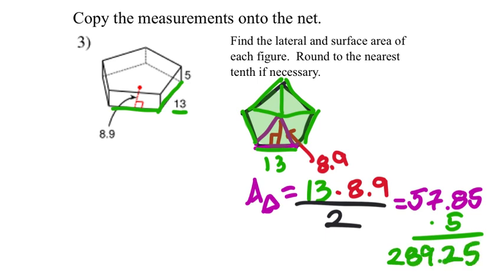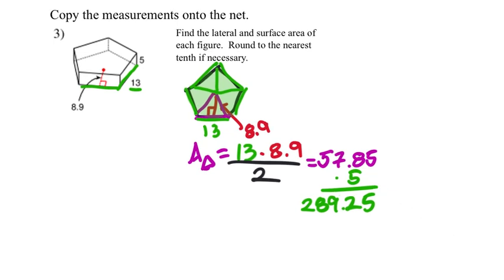289.25, that's the area of one of the pentagons. Now we acknowledge that there is a second pentagon on the bottom and the top, right? So we can multiply this by 2, and that will give us the area of both pentagons. Multiplying by 2 gives me 578.5. And this is the area of both pentagons together. Okay, so that's an important value. But now what I need is the area of each of the rectangles.